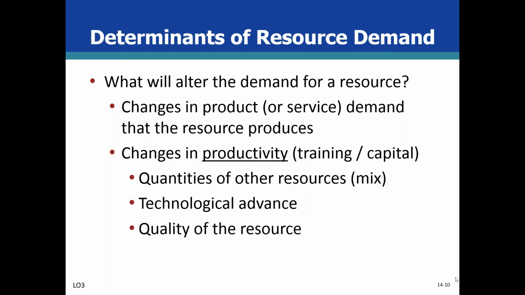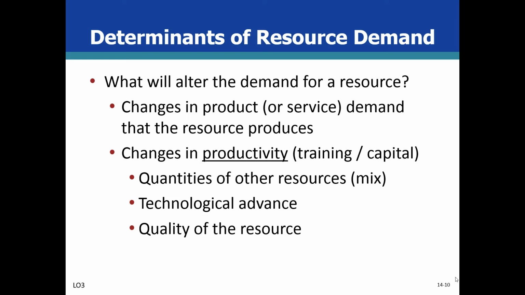It is important to understand what alters the demand for a resource. We know that the demand curve is downward sloping for a given resource. However, what shifts the demand curve for a resource to the right or left? An increase or decrease in demand, not the quantity demanded. Let's think of our labor example. First, a change in the product or service that's being produced. If demand increases for smartphones, then the labor to produce smartphones will increase.